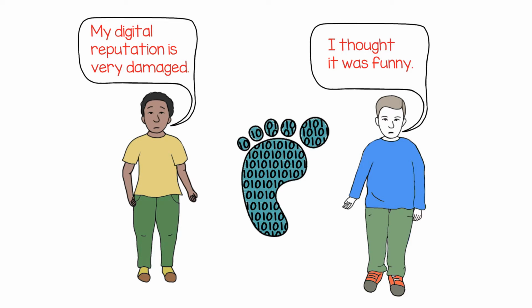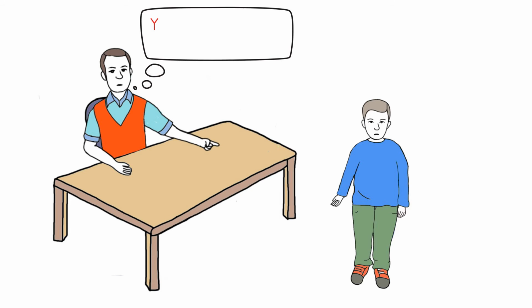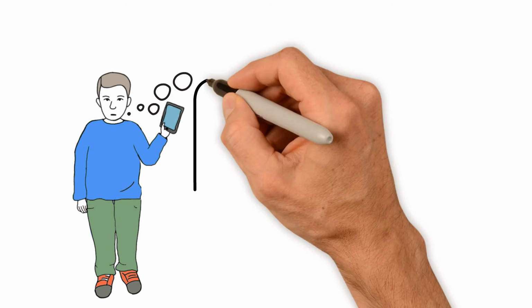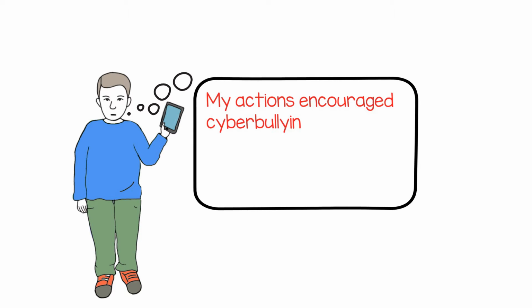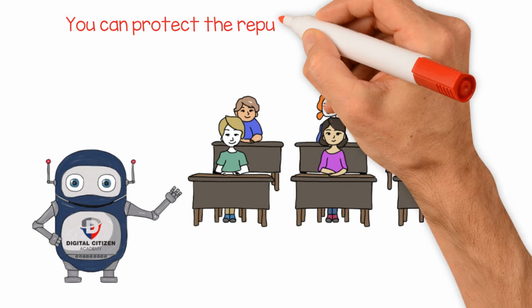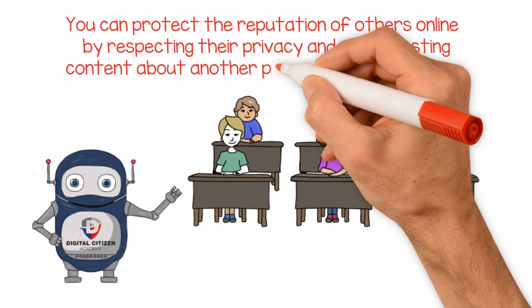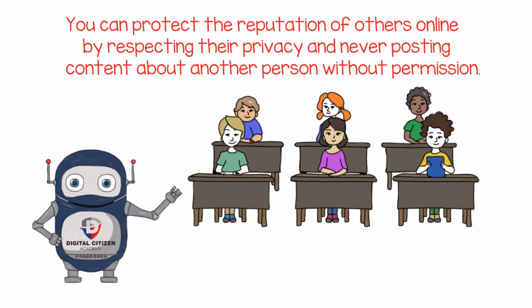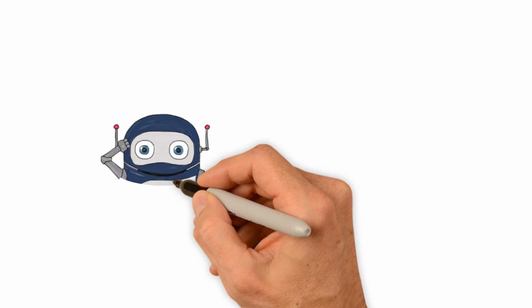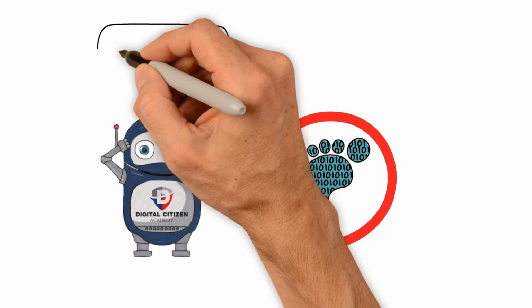Alex thought he was being funny. The principal called him down to the office and asked him to remove the video. What Alex learned was that his actions encouraged cyberbullying from others and could possibly damage his own digital reputation. You can protect the reputation of others online by respecting their privacy and never posting content about another person without permission.